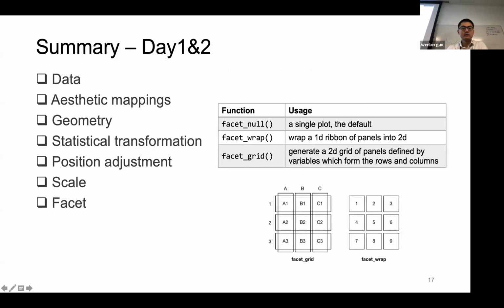So yesterday, we also talked about the facet, which tries to split our data into different sub-data. And for each of the sub-data, we make the plot, and this will form a series of panels. And we can actually use these 3 functions to wrap our panels. For example, if we use the facet null, it will not do any faceting. So it just produces a single plot, which is the default. And if we use a facet wrap, it will wrap our panels into 2D based on the row or based on the column. So basically this function has some parameters, like the number of columns and number of rows, that you can try to adjust.